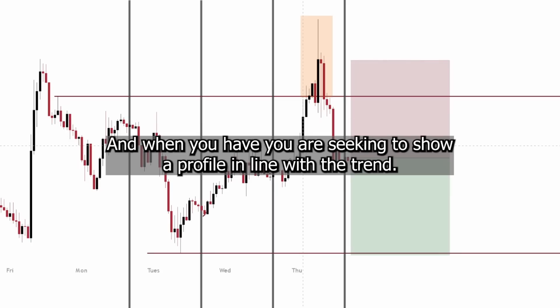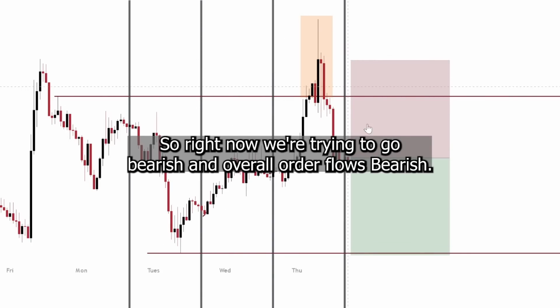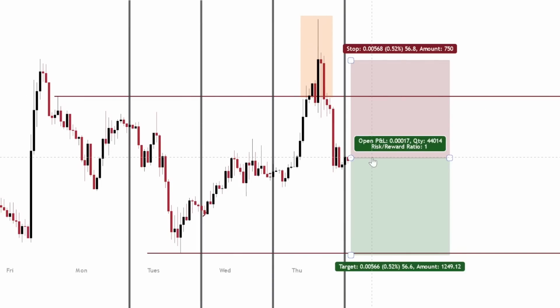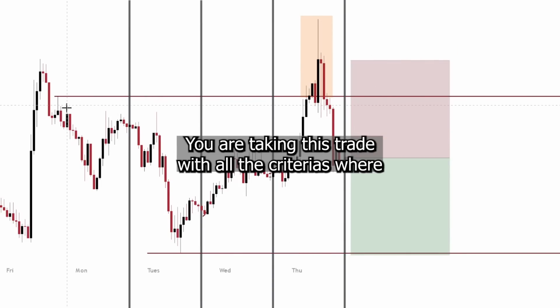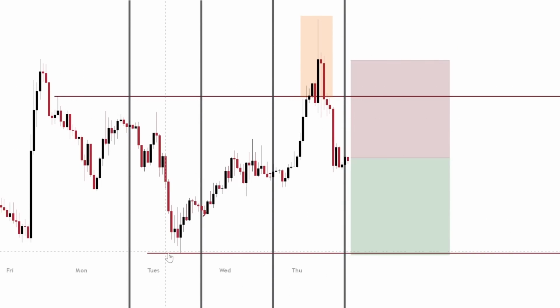So when taking a bet, you would want the probabilities in your favor. And when you have your seek and destroy profile in line with the trend, so right now we're trying to go bearish, and the overall order flow is bearish, you're taking this trade with all the criteria where the high and the lows been made on Tuesday. Wednesday was our trap day, which is our consolidation day. And on Thursday, you had your stop hunt, which closed your daily inside of the range.